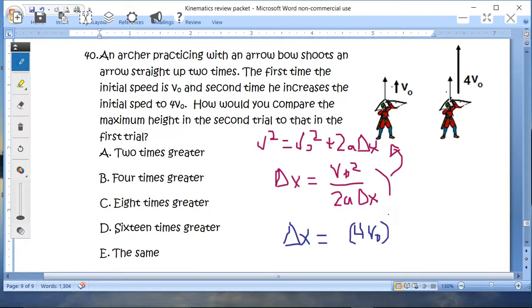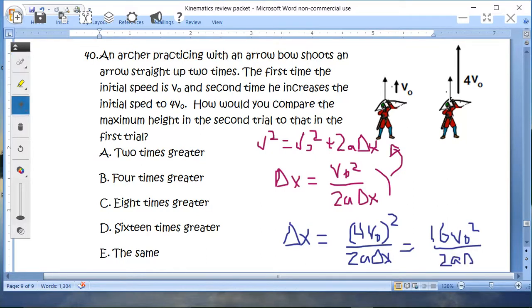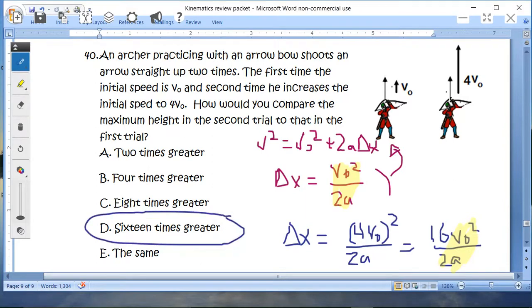My delta x for him would be 4v0 squared over 2a, which works out to be 16v0 squared over 2a. Let me erase these delta x's there. Now, if we notice, all of this is the same here as it is here. The only difference is the number 16, which means that this would be 16 times greater.